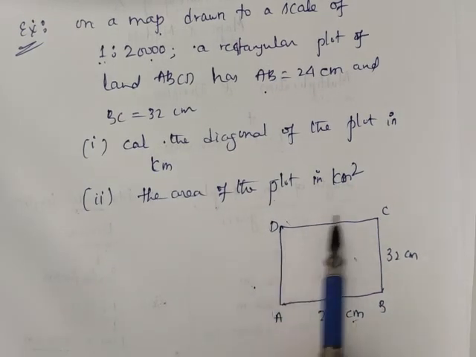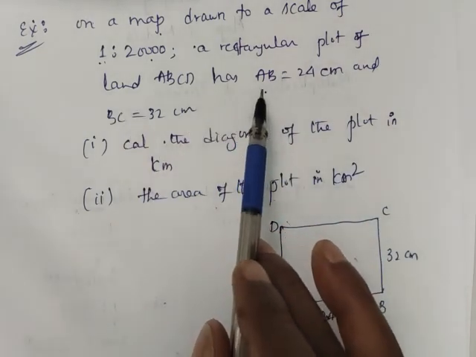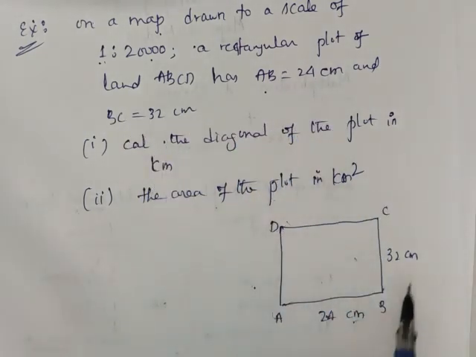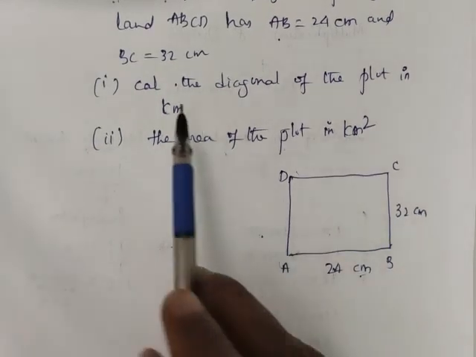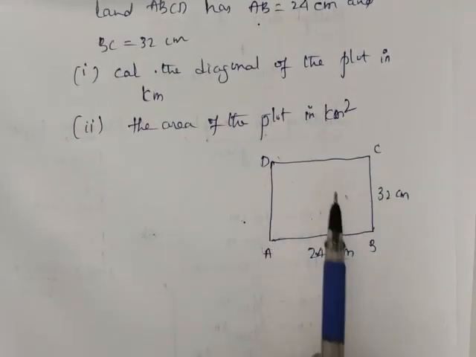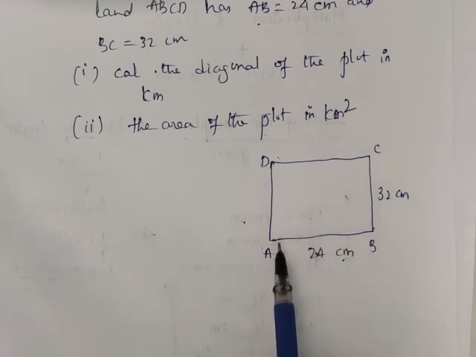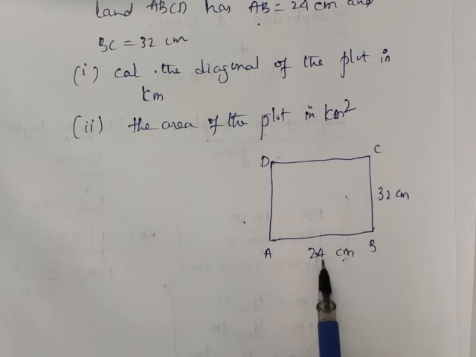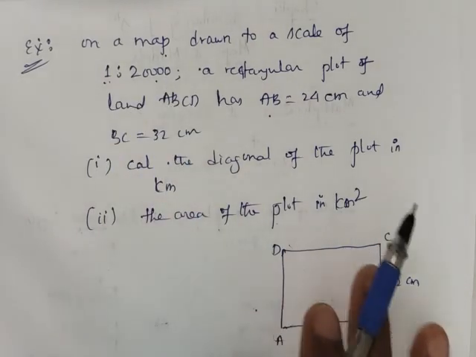In that map problem, ABCD is a rectangular plot of land, with AB 24 and BC 32. So these two are on the map. Actually, the real AB is not 24 centimeter; the real one is 24 into 20,000. See, this is one plot in the shape of a rectangle. The rectangular plot length is 24 centimeter. If you want to get the real length of the plot, what do you have to do? You have to multiply by 20,000 for that.